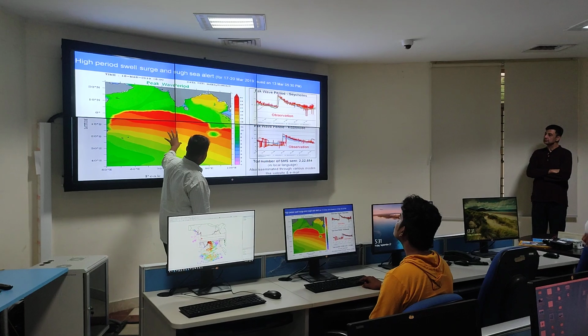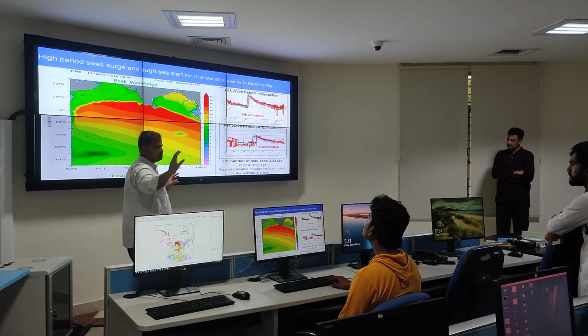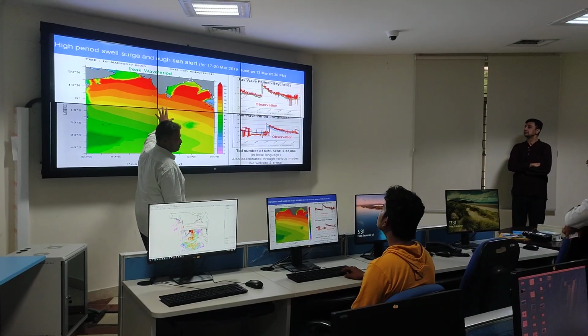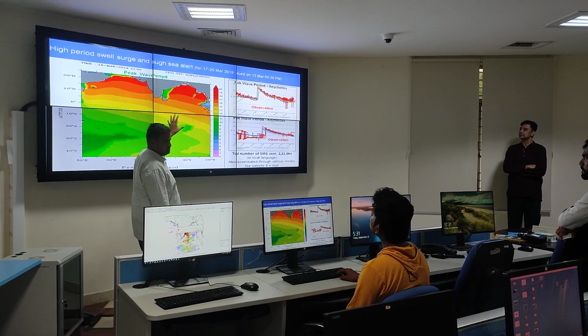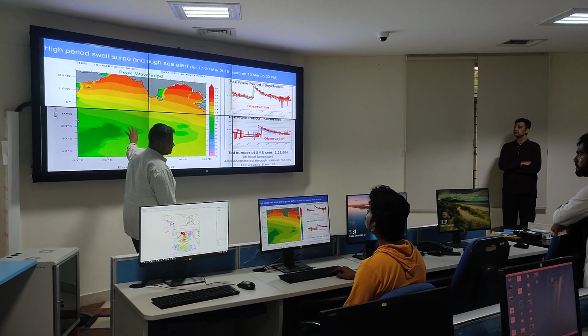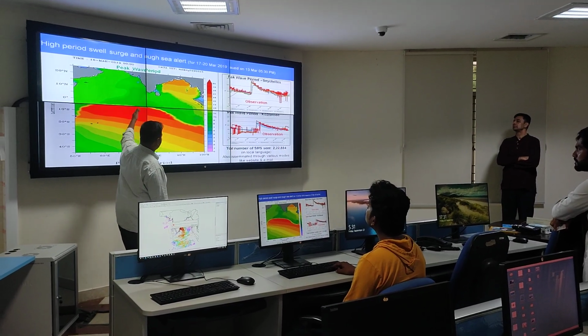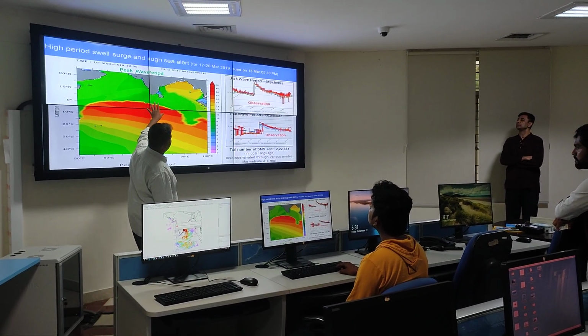These swells are generated in the southern Indian Ocean. They travel across the Indian Ocean and hit our Indian coastline. Every year this phenomenon happens, so we predict this phenomenon prior to the event happening. Here you can see the swells coming from this direction and hitting the Indian coast.